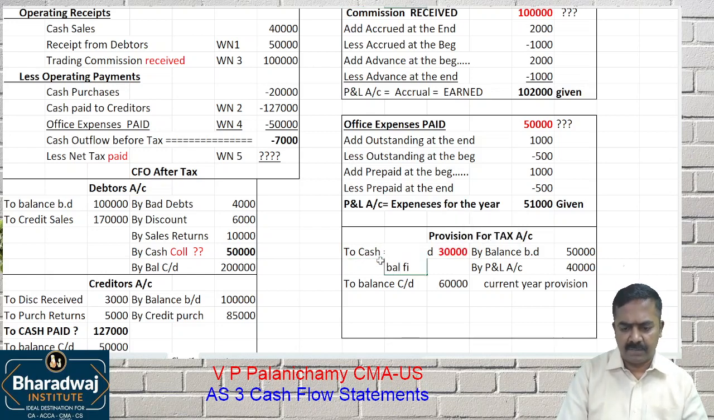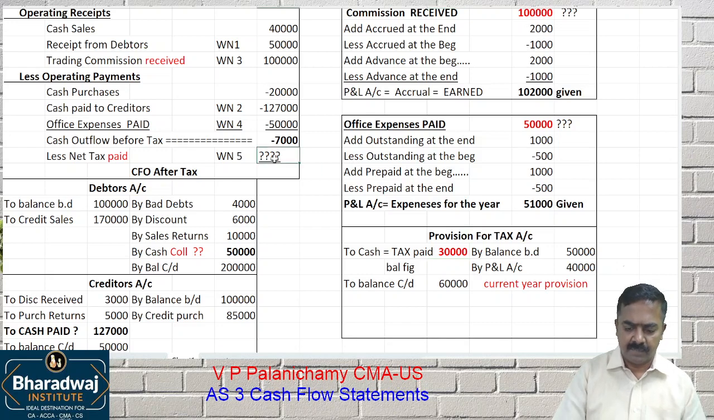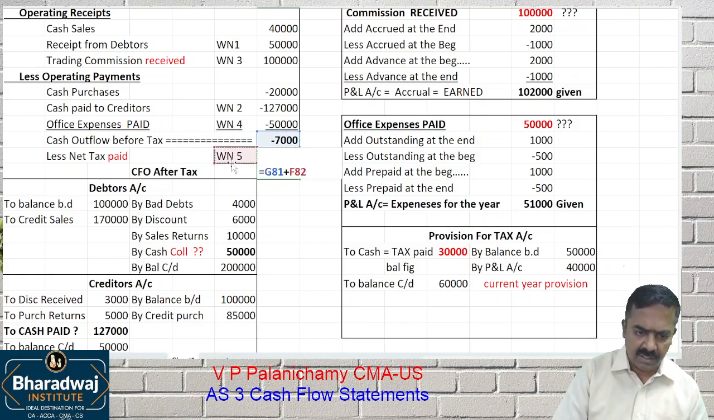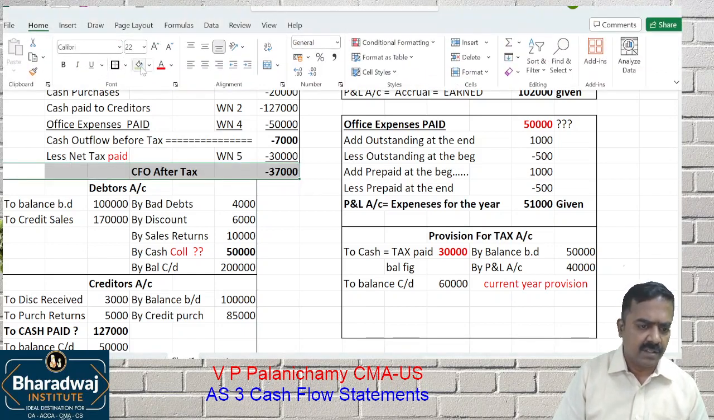Balancing. The balancing figure is which one? Tax paid. I repeat: opening balance of provision 50,000, closing balance 60,000. In the P&L account, they have given the current year provision. If you tally this, you will get tax paid as a balancing figure. Tax paid minus 30,000. So CFO after taxes, 7,000 already, minus 30,000. How much? Minus 37,000.